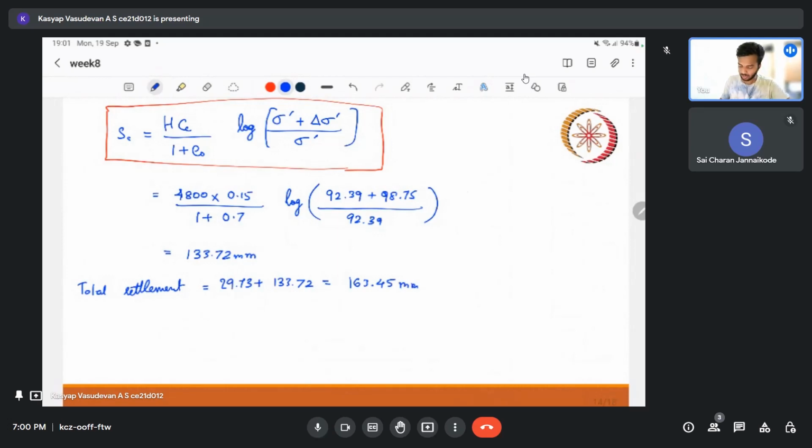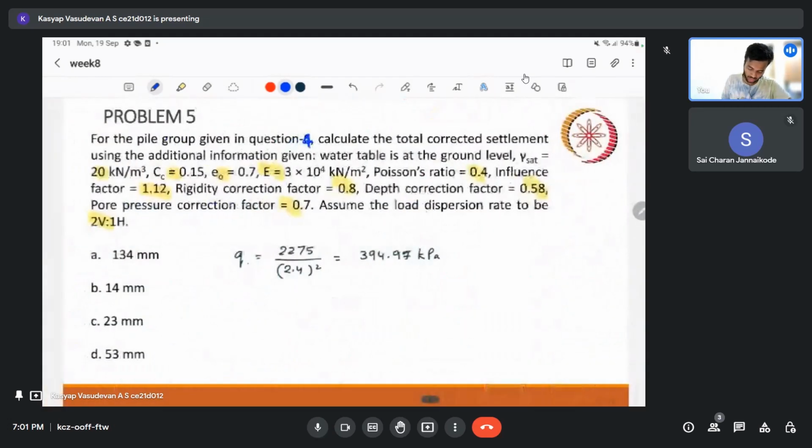We are already given three correction factors. 0.8 rigidity because our pile cap is rigid and it can act as a rigid foundation, so rigid raft. And the correction depth factor is directly given. If it is not given, we can arrive at that from Fox correction chart, which is also there in IS code. And the pore pressure correction factor is given as 0.7, which can be arrived at if you know the Skempton's A parameter.